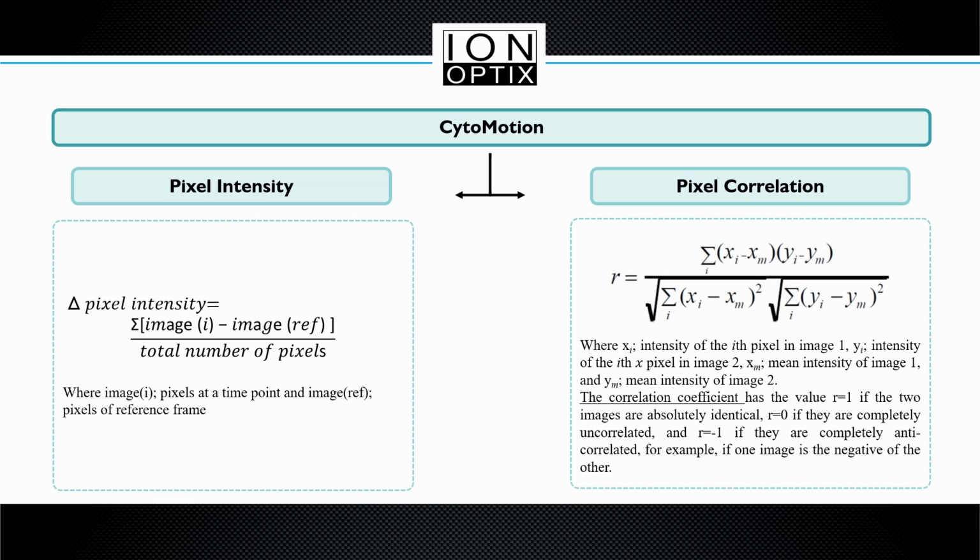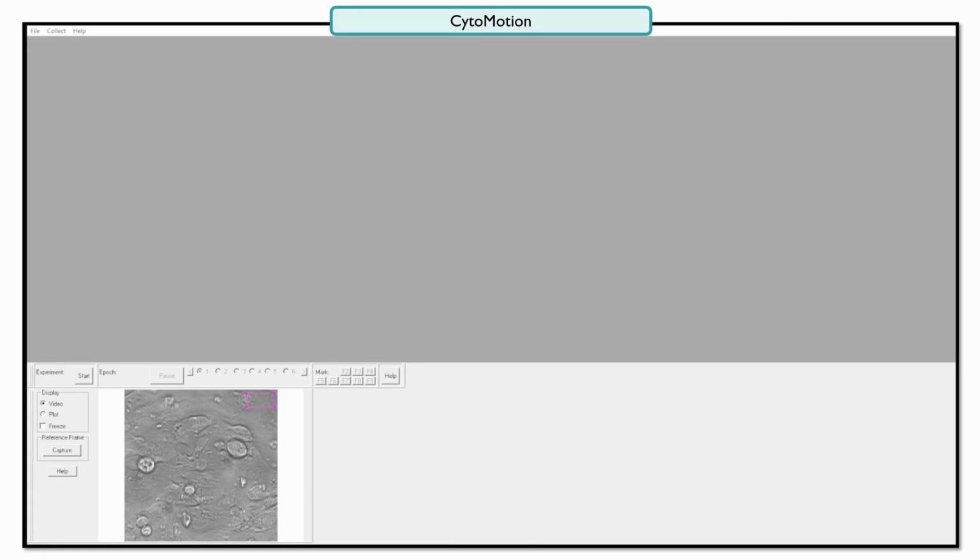Based on these equations, you will expect to have an increase in the pixel intensity trace when cells start to contract, while the pixel correlation trace will decrease with contraction. Let's walk through a practice session with CytoMotion.